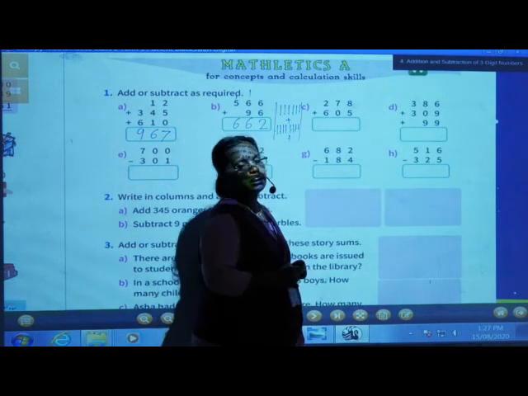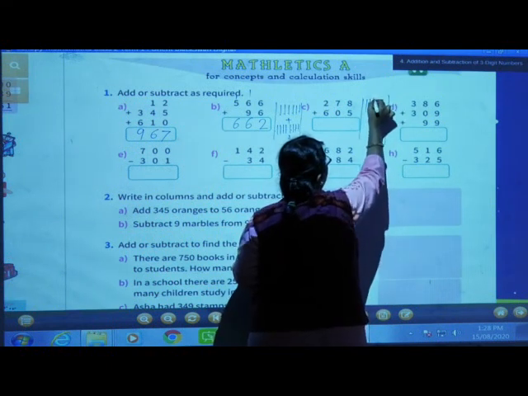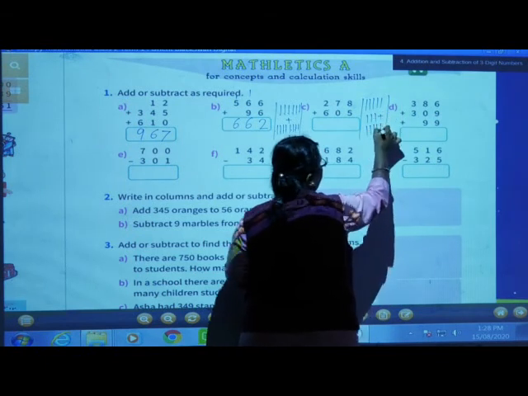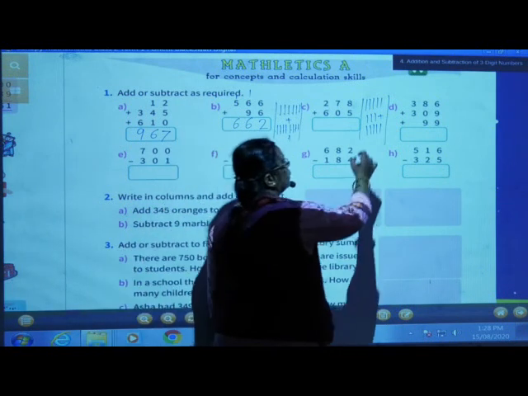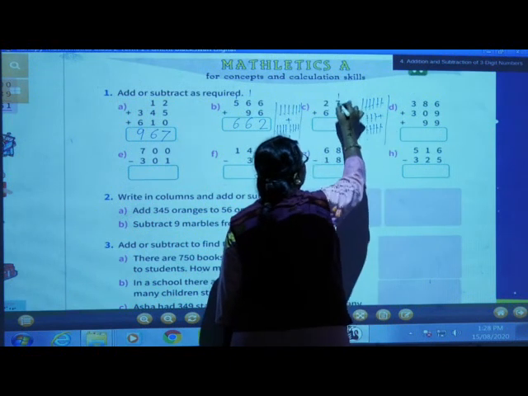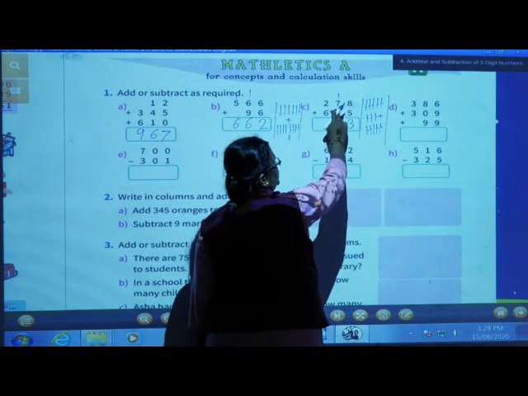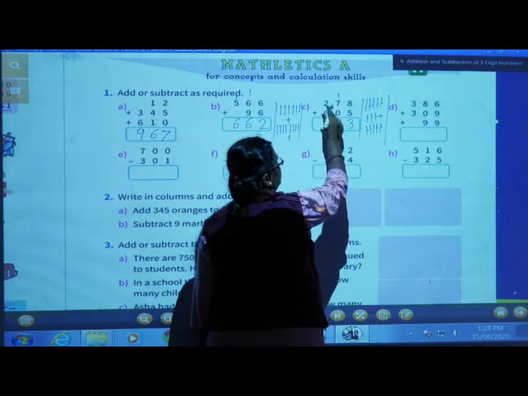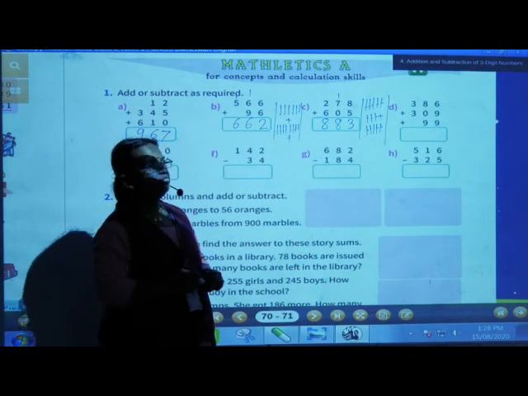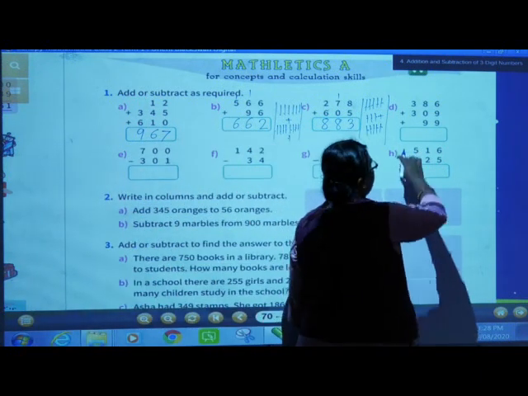Then 8 plus 5. So how will you do 8 plus 5? Counting: 1, 2, 3, 4, 5, 6, 7, 8, 9, 10, 11, 12, 13. 13. Then 7 plus 0 is 7. So 7 plus 1 is 8. Then 2 plus 6 is 8. So 6 plus 9.